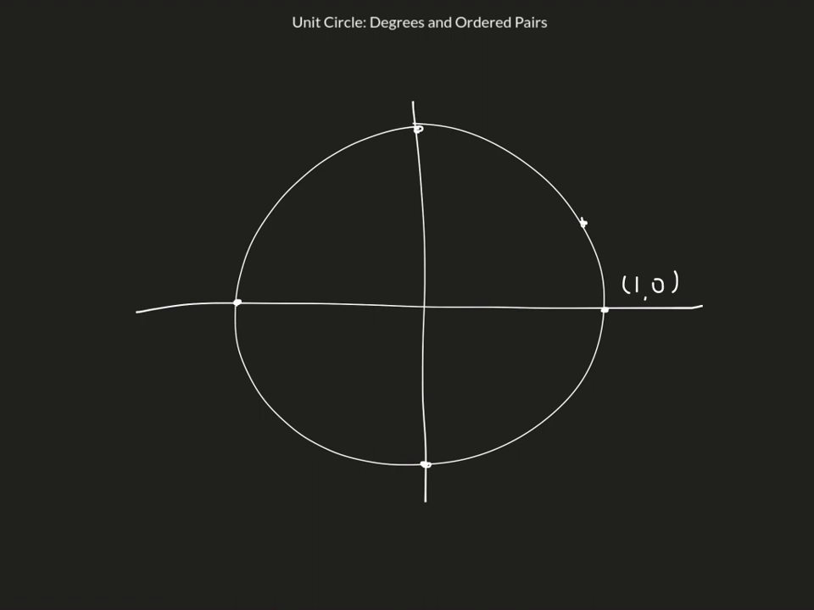The one up here is (0, 1). The one on the left is (-1, 0). And then the one at the bottom is (0, -1). But the other 3 that we're interested in are, you see the first one, the second one about right here, and then the third one about right here.